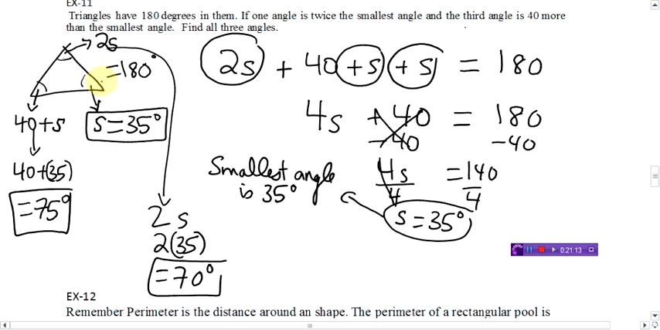And if you want to double check, which you can always do, let's add them up. Do they all equal 180? Well, 70 plus 75 is 145. 145 plus 35 is 180. It works out nicely.